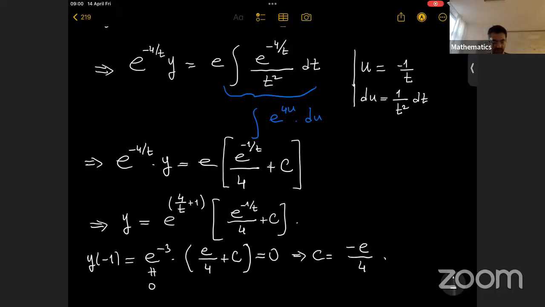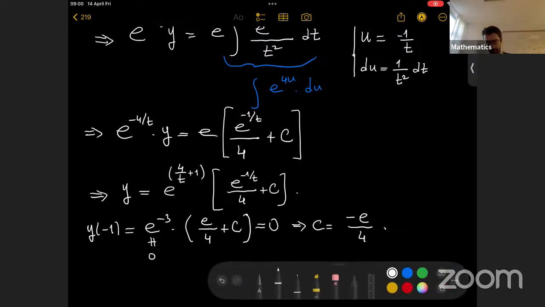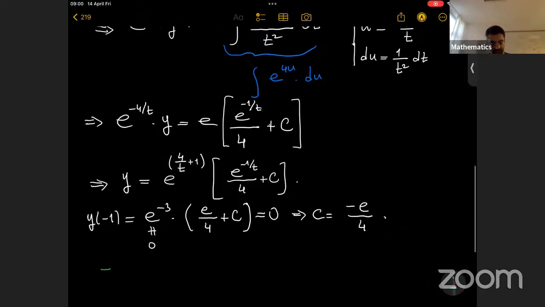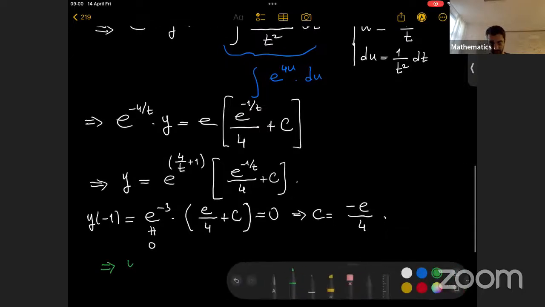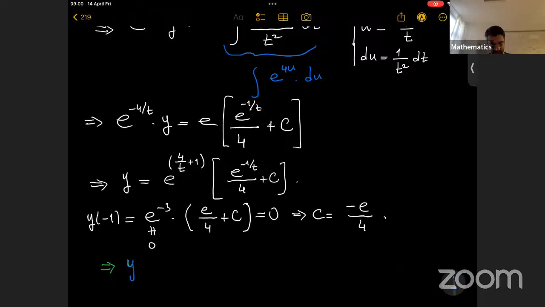Then you plug this back in here, so y is equal to e to the 4 over t plus 1 times e to the minus 1 over t minus e over 4.